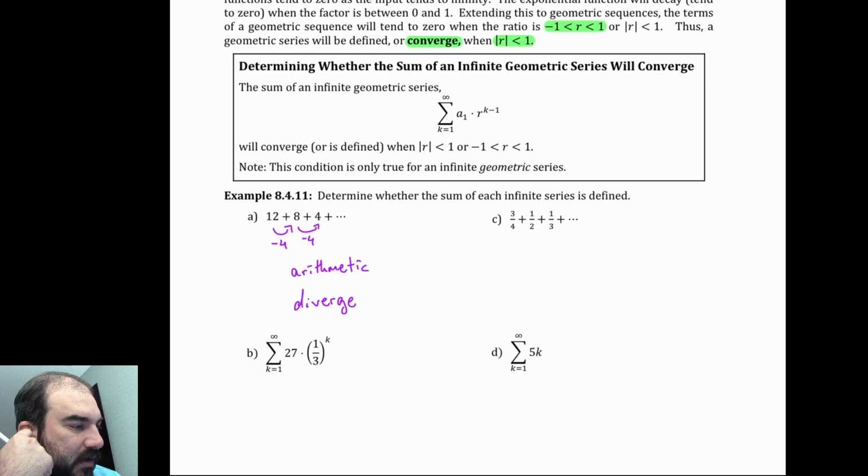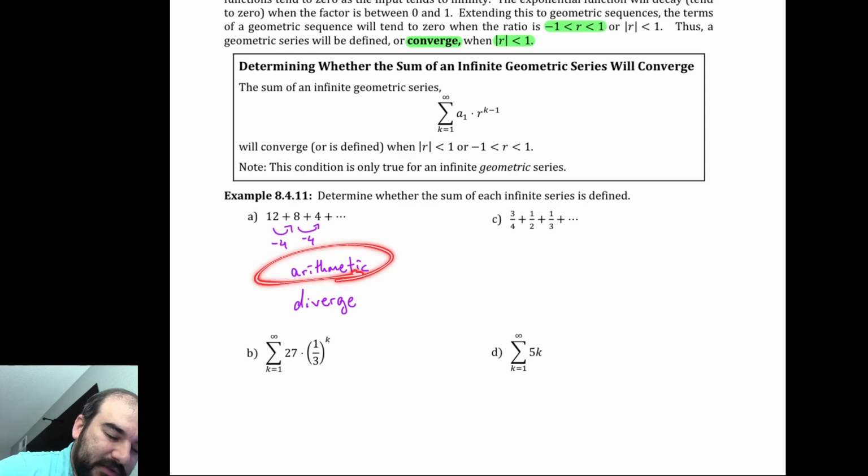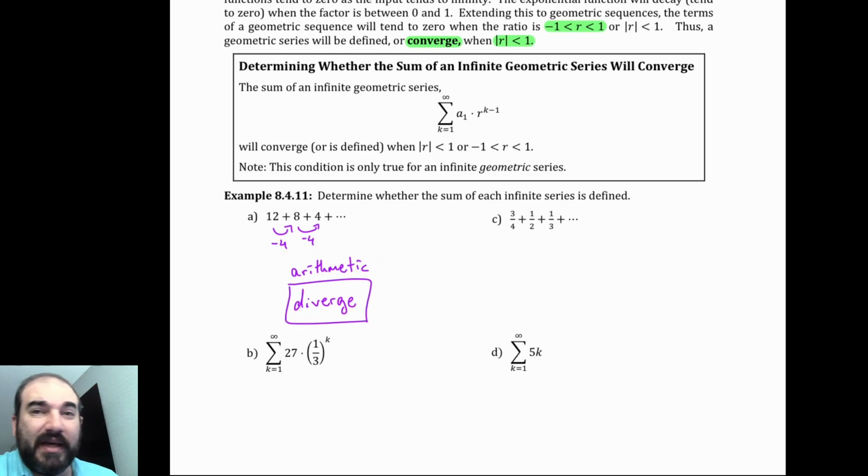Almost every single arithmetic series will diverge. There is one specific example of an arithmetic series that doesn't diverge, and I will let you figure out which one that is.